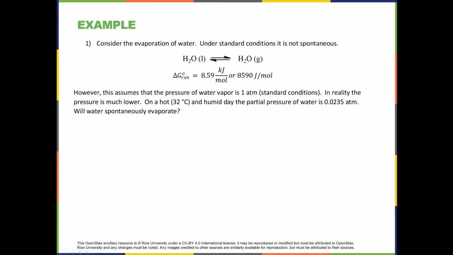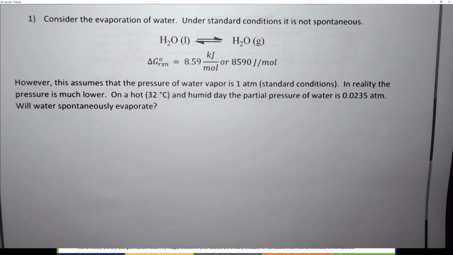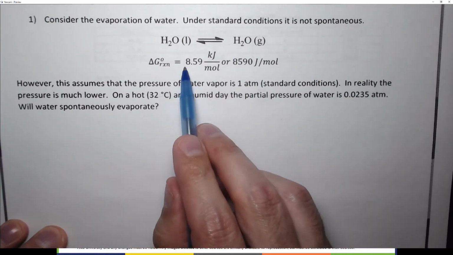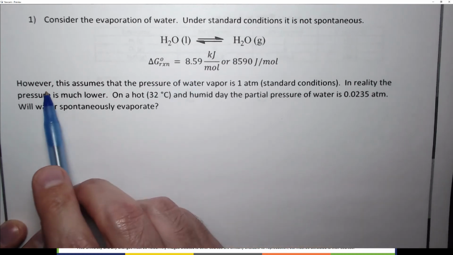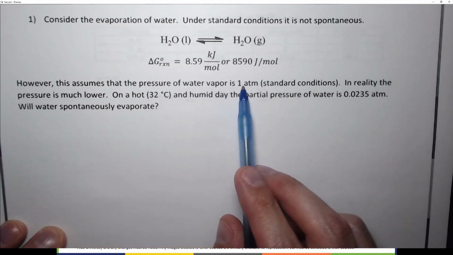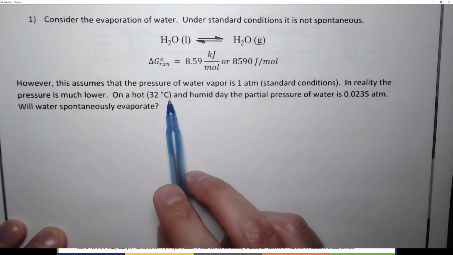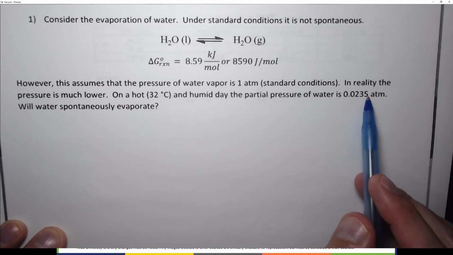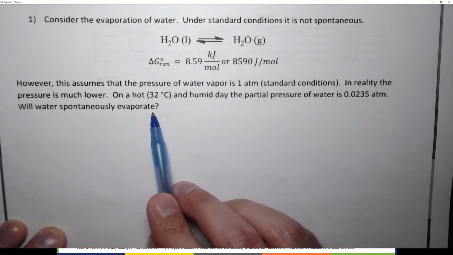So let me switch back over here to the slides. It says, consider the evaporation of water under standard conditions. It is not spontaneous, and we talked about that because the delta G of the reaction is positive. So this assumes that the water vapor is 1 atmosphere. In reality, the pressure is much lower. On a hot, 32 degrees C and humid day, the partial pressure of water is about 0.0235 atmospheres. Will the water spontaneously evaporate?